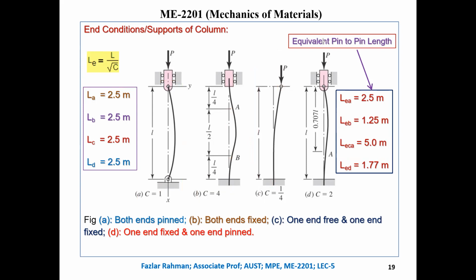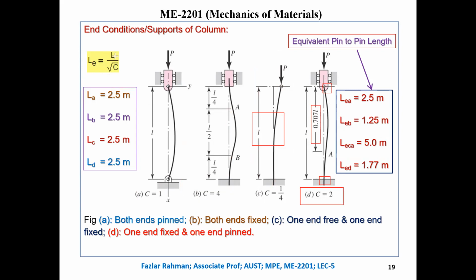Similarly, right over here, you see this column has a fixed end, this one has a pin end. So for this column, it is a little bit stronger than this one. Okay. So if you would like to convert this column into a pin to pin column, then you have to take only 0.77L. So you multiply, that means the value of C will be only 2.